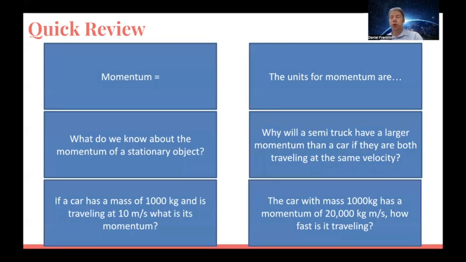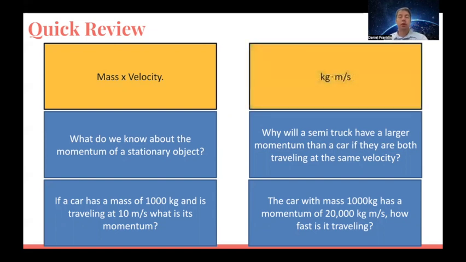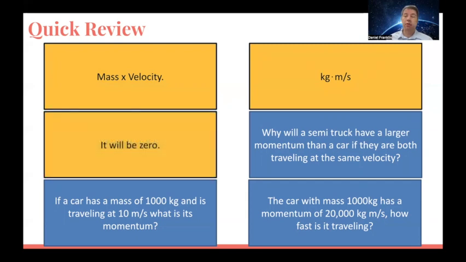So let's just do a quick review of some of our vocabulary. So the first one is momentum is mass times velocity. The units for momentum are, what are they? kg times m per s, kilograms meters per second. What do we know about the momentum of a stationary object? If it's stationary and it's not moving, its velocity is 0, so its momentum is 0.